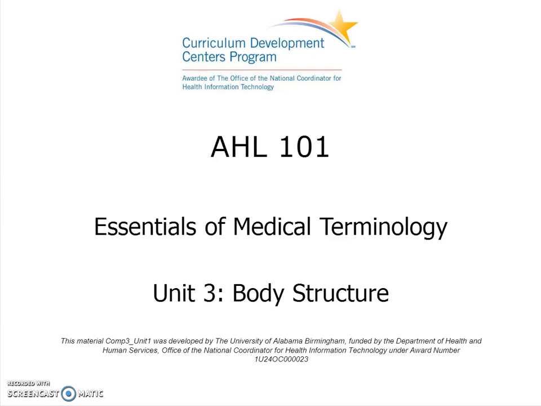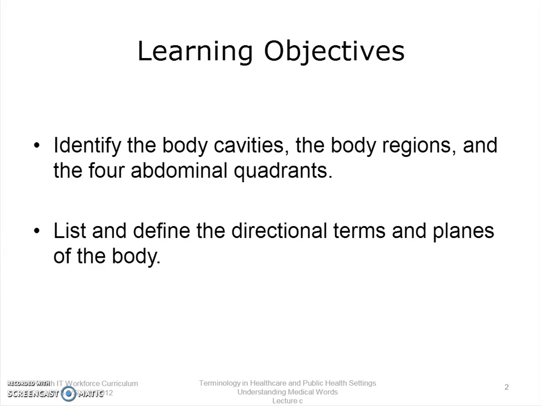In Unit 3, we will discuss ways to describe the structure of the body in relation to cell or tissue types, body systems, and body cavities, along with related directional terms. The objectives for this unit are to identify the body cavities, the body regions, and the 4 abdominal quadrants, and to list and define the directional terms and planes of the body.